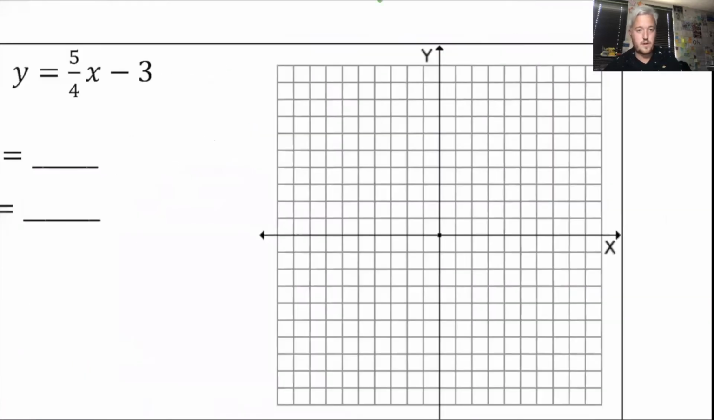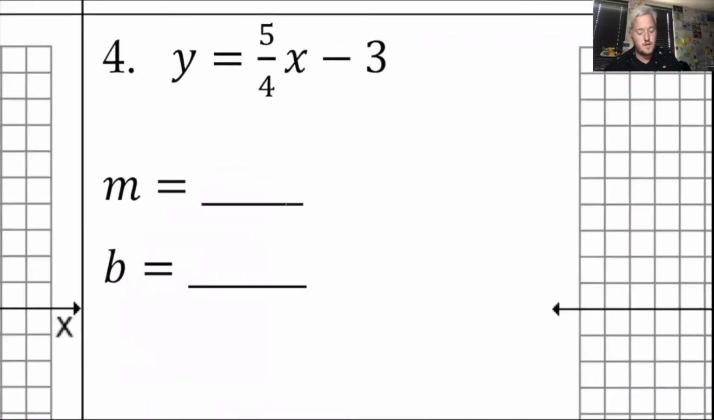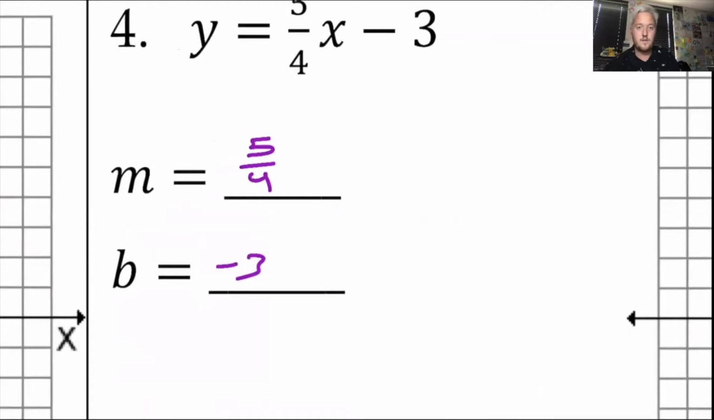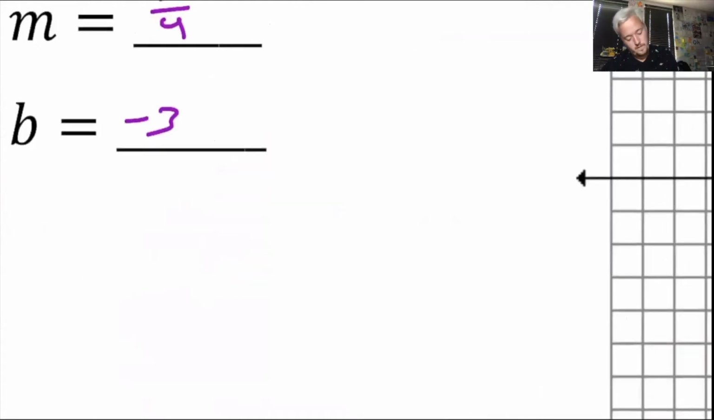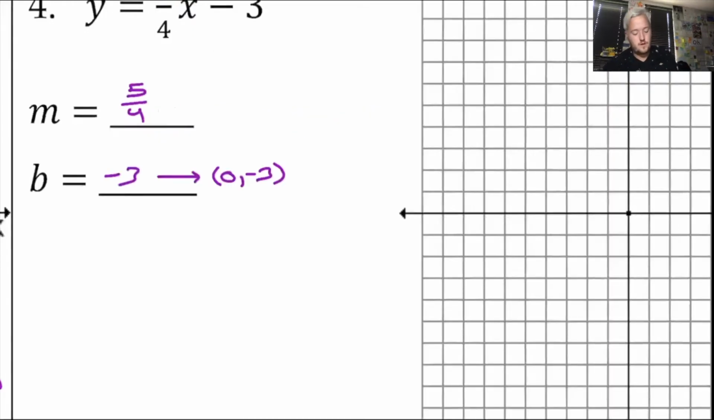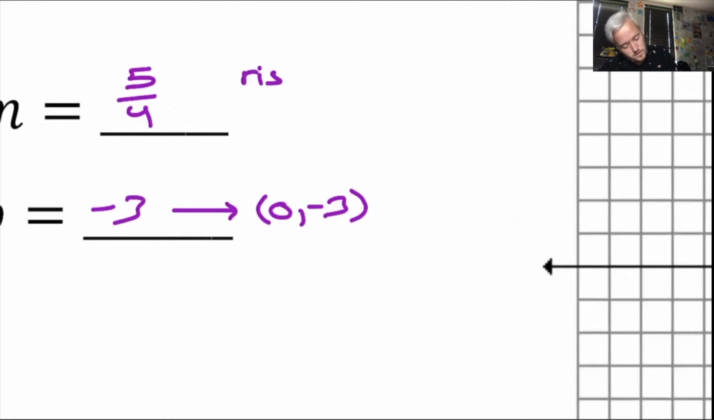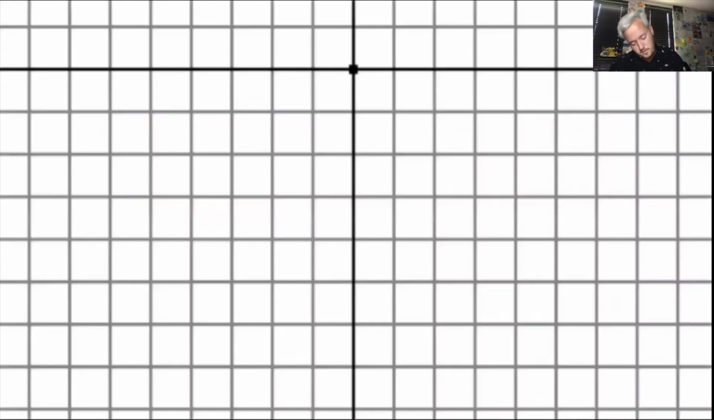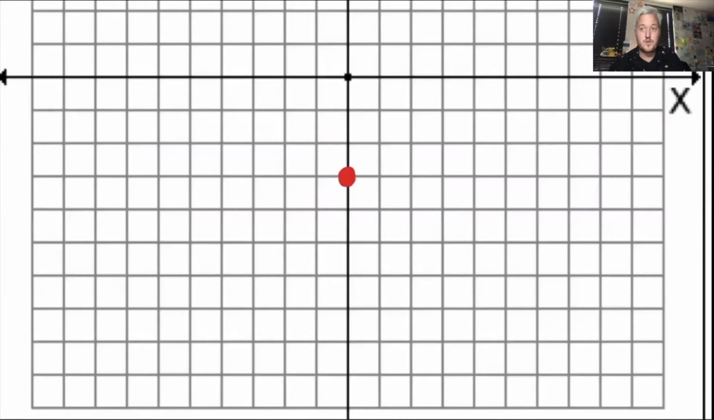So now we're going to get into equations that don't have a y-intercept of 0. Here we have a slope of 5/4 and a b value of -3. So now I want to start at (0, -3). My rise over run: I want to go up 5 and then right 4. So start at (0, -3), right here. Now we have our starting point. From here, I can apply my rate of change, my 5/4.